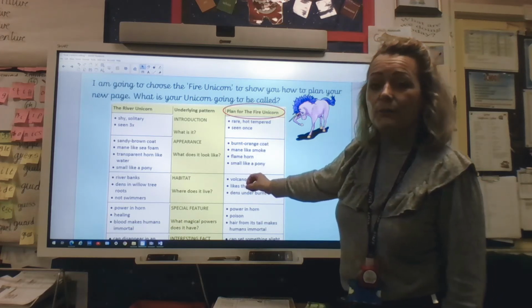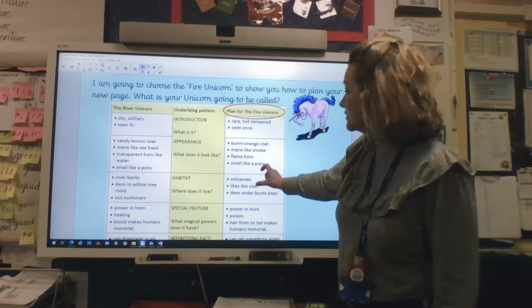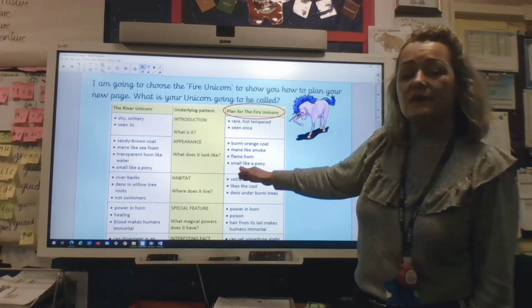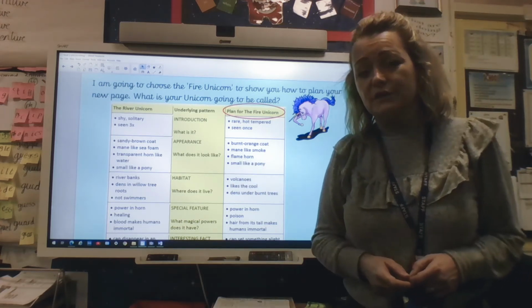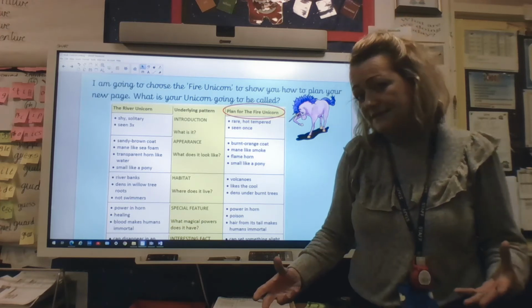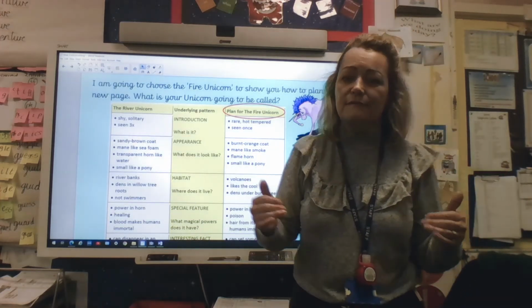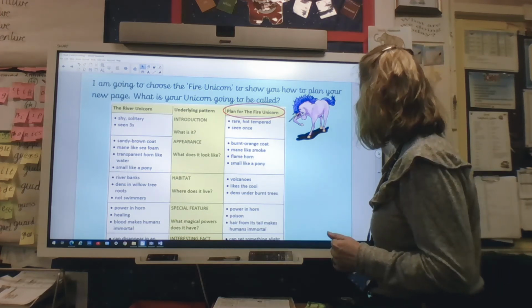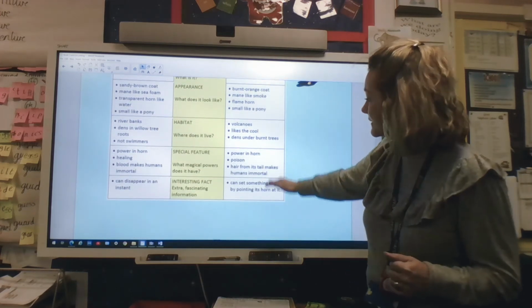You only need to write words or phrases in this planning sheet. You want to be able to fit as much in as possible. When you come to start your writing tomorrow, that's when you will turn your phrases into full sentences and start to make it flow. So for today, it really is capturing your ideas down. So take a look at this example.